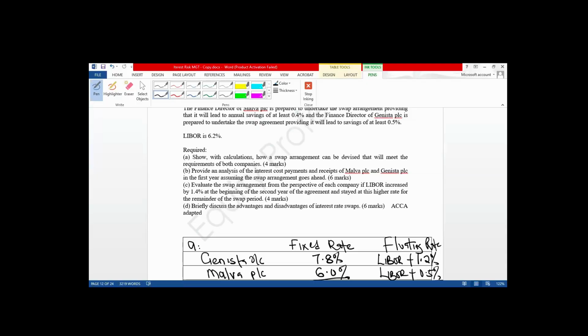How much will MAVA pay to Genista? How much will Genista pay to MAVA? What is payment to MAVA is receipt to Genista. What is payment to Genista is receipt to MAVA. Assuming the swap arrangement goes ahead. Can you now see? The examiner is now asking you to go and produce step 2.